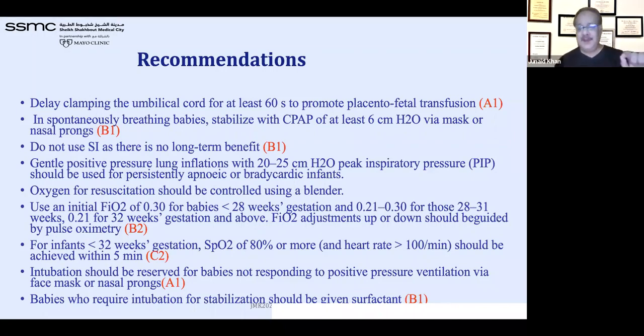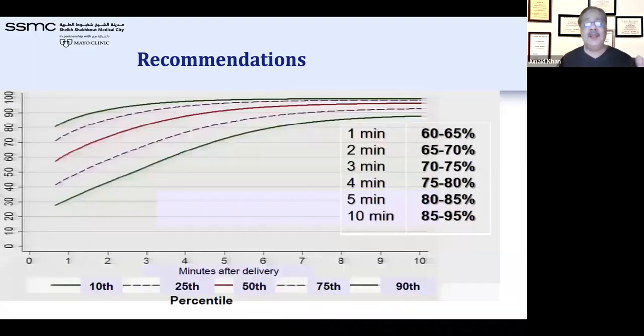So आप सबने माशाल्लाह NRP किया हुआ है, आपने ये देखी भी होगी. These are the saturations. These are the minutes of life. So let's say 5 minute में 80 to 85% आप अचीव कर रहे हैं, अगर saturation is more than enough. Don't try to give a lot of oxygen or bag and mask, which can injure their lung.